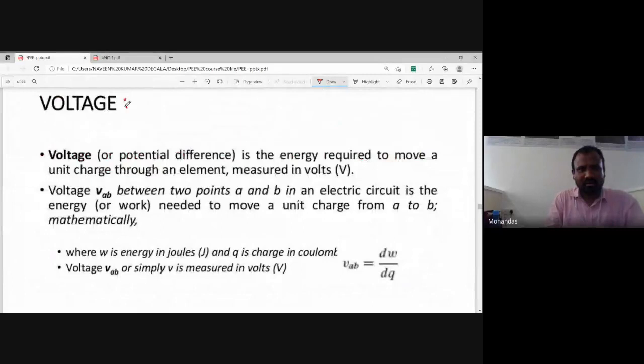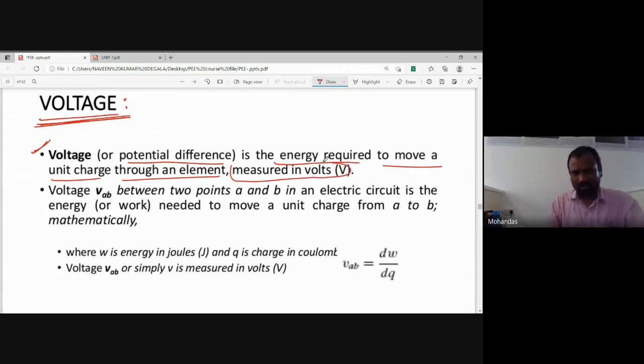Now another important one is voltage. If you see the definition for voltage, it is also known as potential difference. The energy required to move unit charge through an element is known as voltage, and it is measured in volts.